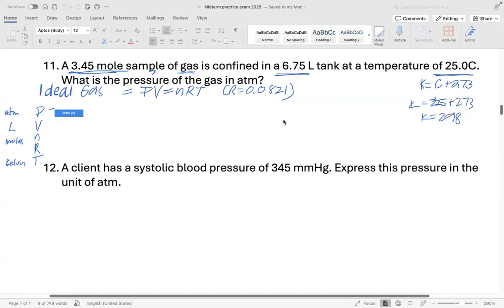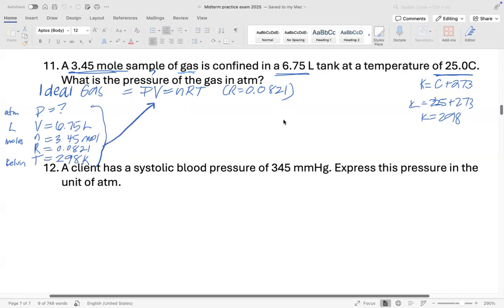So pressure you're solving for. That's your X or your question mark. V from the problem, 6.75 liters. N, getting this from the problem, 3.45 moles. R, that constant, I'd be pulling this off the reference sheet, 0.0821. And then T, 298, because we had to change it to Kelvin. All right. So now it's just a matter of plugging these variables into that formula.